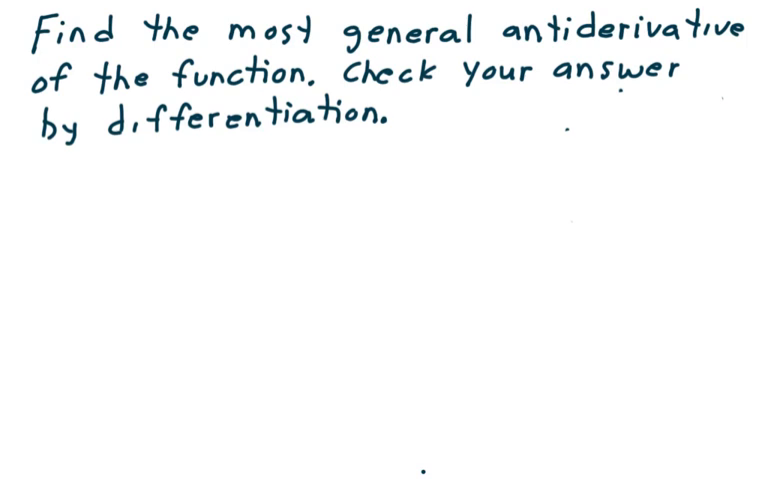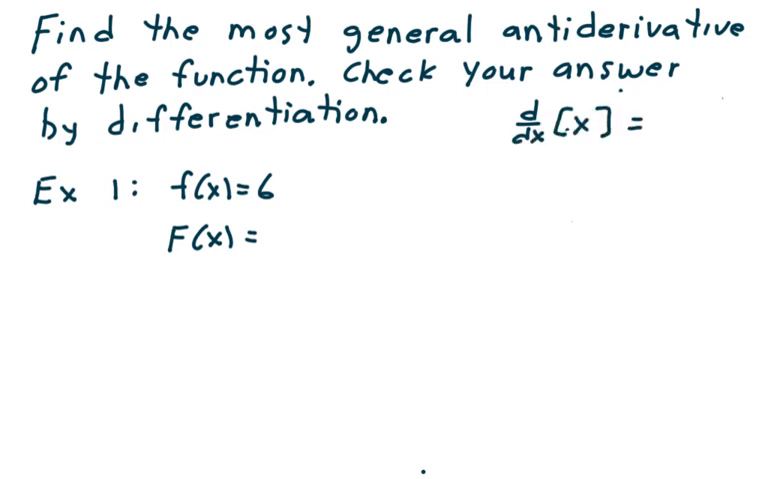Okay, so we're going to go over some examples here. So suppose I had f of x equals 6. Well, if I want capital F of x, I need to think of a function whose derivative is 6. But remember, I know that the derivative of x is 1. So the derivative of 6x is 6 times 1, which is 6. So the answer here will be 6x plus some constant c.